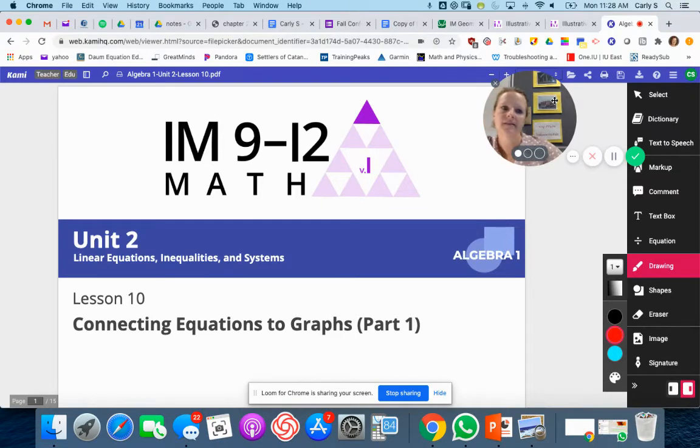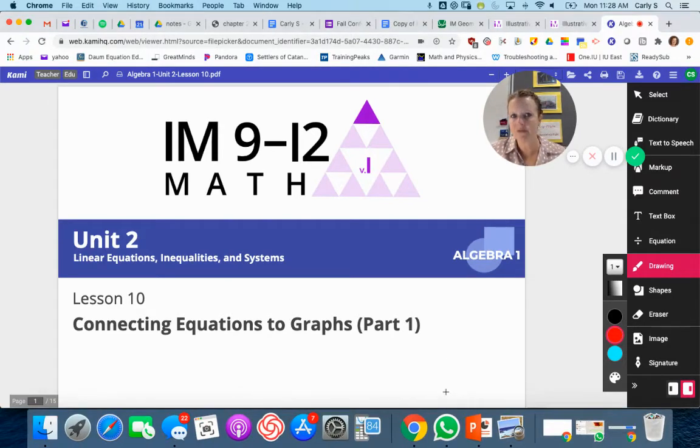So we are in lesson 10 of unit 2 in algebra. We're connecting equations to graphs. Graphical representation is really important because it can really bring some life to our equations.